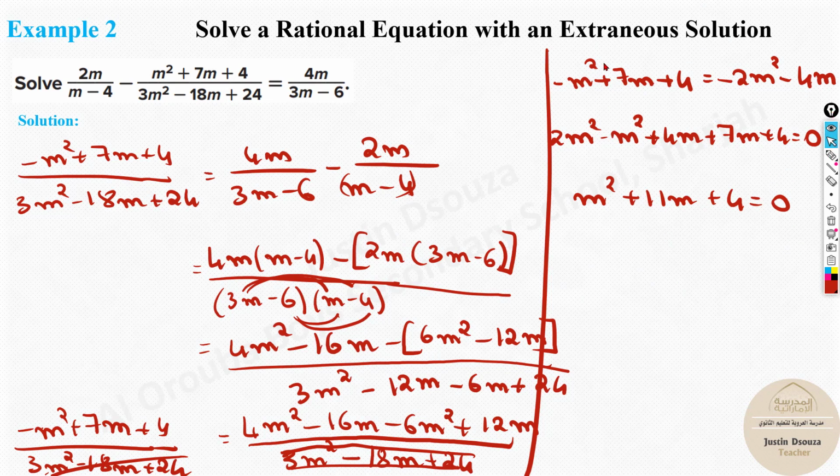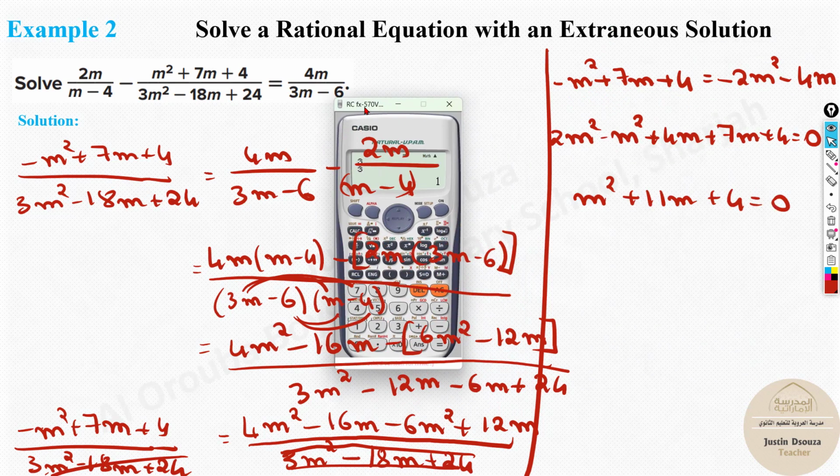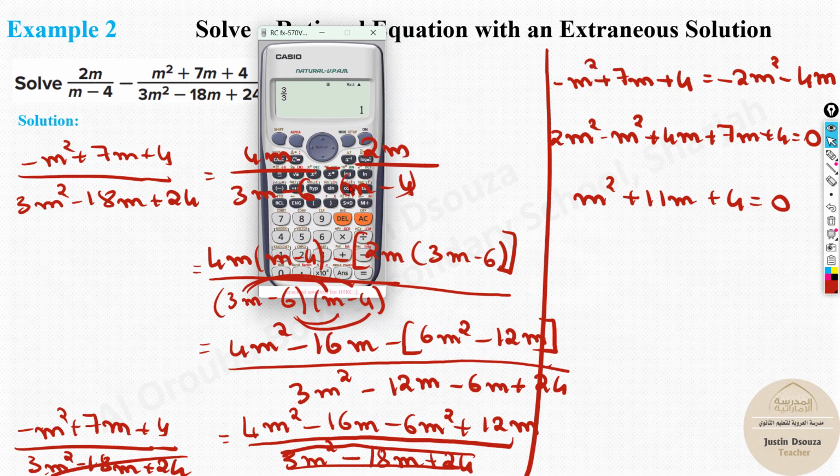Let's calculate it now. You have to use your calculator to calculate this. Let me just put it over here. Mode 5 and 3. Now here the coefficients are 1, 11, and lastly we have 4.